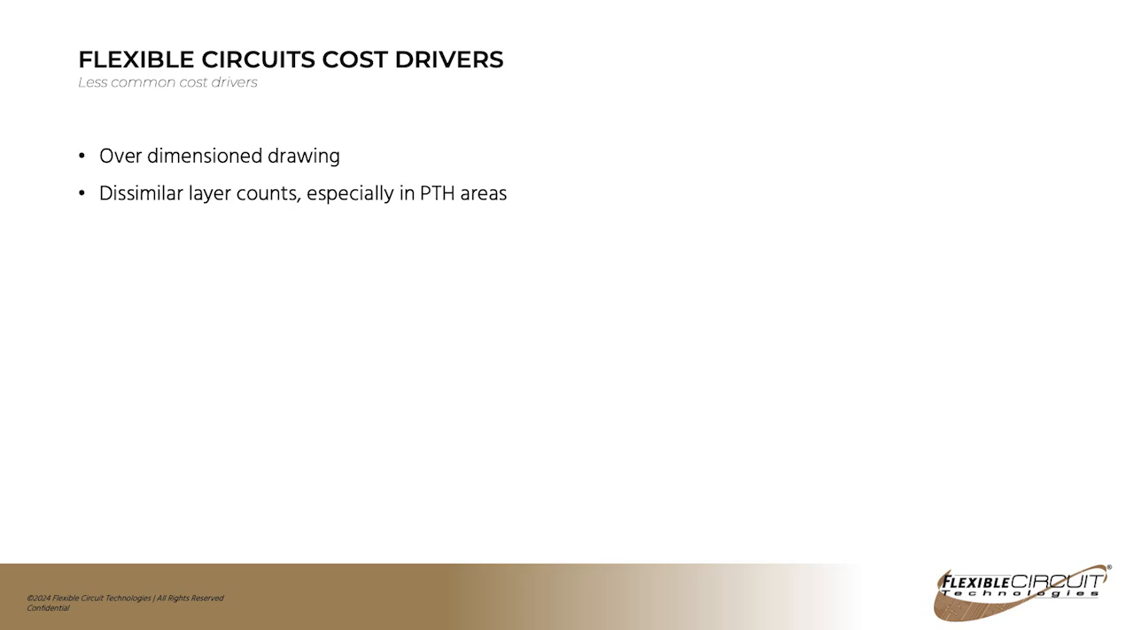If you have a multi-layer circuit, having dissimilar layer counts in plated through-hole areas can be a cost driver. I've had a lot of designs over the years where a customer has a design with maybe 6 or 8 layers, and they'll tell me that in this one area I only need layers 2 through 4. Can I save money by not putting layers 1 and 5 through 8 on there? And the answer is it can be built, but you probably will quadruple the cost of the circuit.